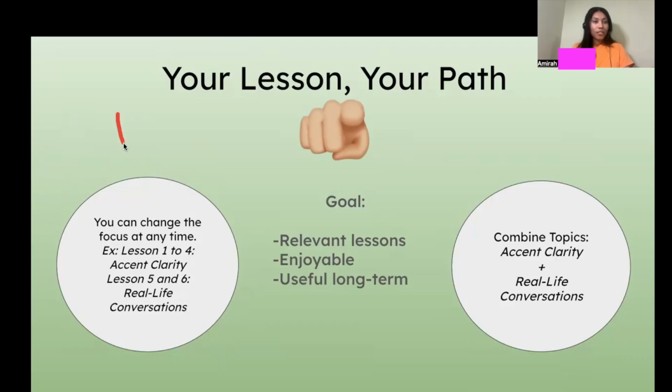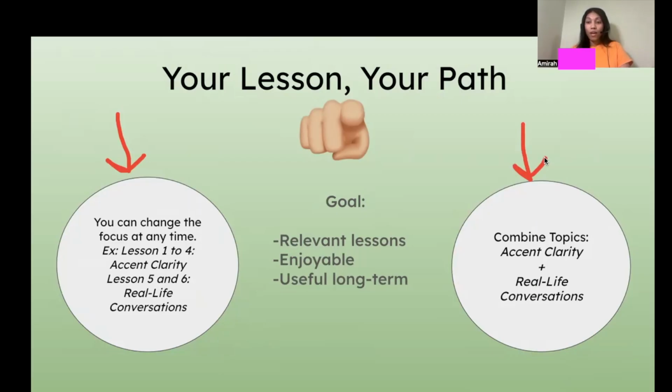Okay. I could say, hey, you can choose this option here. You can change the focus at any time. For example, if in lessons 1 through 4 you wanted to work on your accent, but then decide for lessons 5 and 6 you just want to focus on real life conversations and then go back to accent clarity. Again, I'm not going to be militant about it. I just want them to let me know ahead of time. And that's what I would tell them. And you just say, hey, I'm willing to move lessons around and give you the lessons that you need if you just let me know ahead of time.